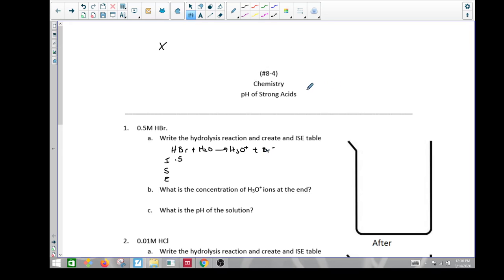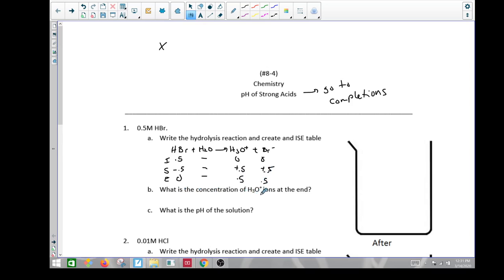One thing you want to be aware of is strong acids, they go to completion. Weak acids, they go to equilibrium. So this is going to run until it runs out. 100% ionization, 0, 0, plus 0.5, plus 0.5, and just 0.5 in the end.